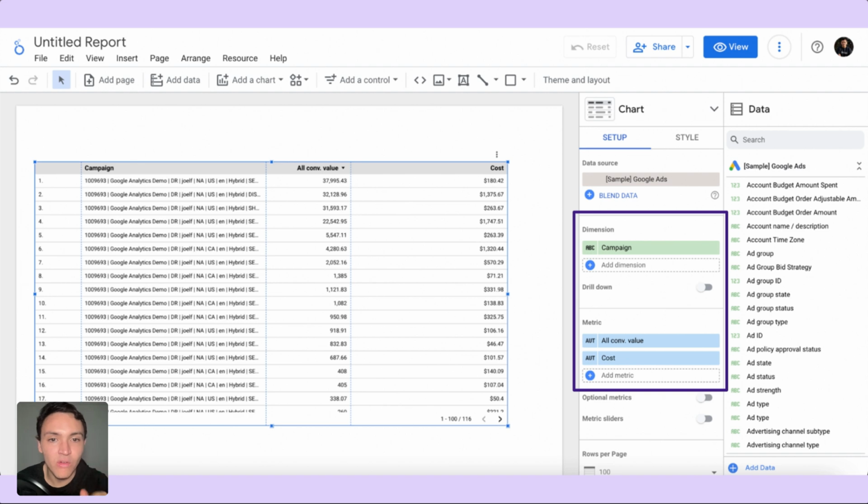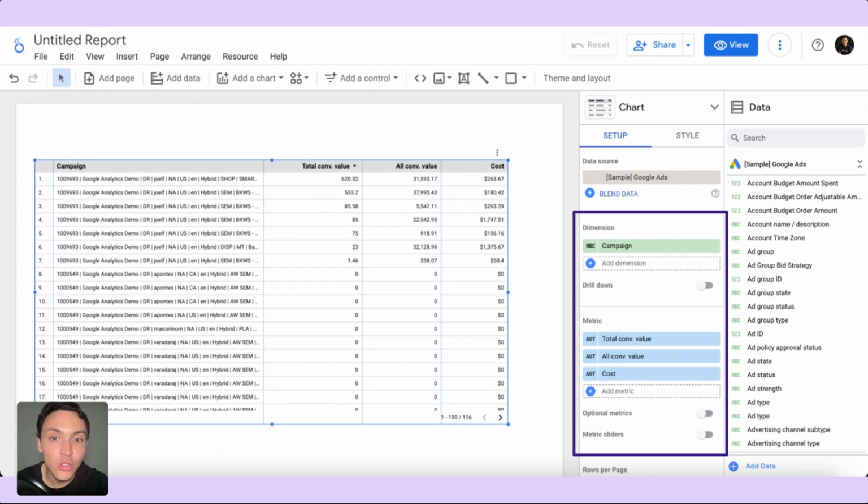Now here, I have all conversion value, but there is a problem. There is also a metric called total conversions value. So which one is the correct one? Total conversions value or all conversions value? Because as you can see, they are very different values.